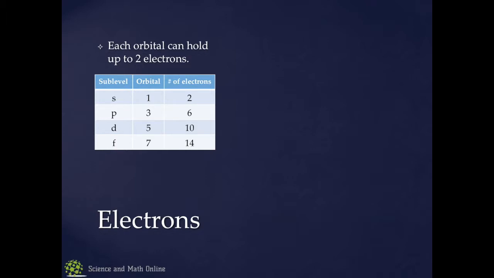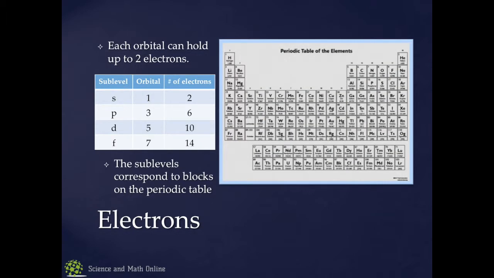This seems arbitrary or random when I say this, but what's amazing is these sublevels correspond to blocks on the periodic table. If I take my periodic table, my S block is right here. 2 electrons across. This is my first electron for S, that's my second. I'm looking for something 6 electrons wide. Oh, that's over here. Here's what we call the P block.